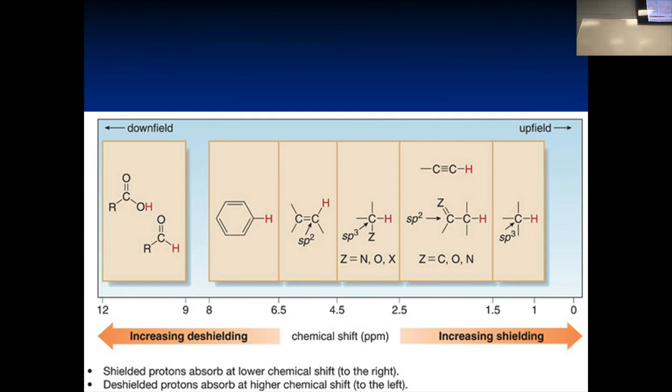The closer you are to 0, we call that upfield. The further away from 0 you are, we call that downfield. This hydrogen would appear downfield of this hydrogen. Okay? So that's just some terminology, in what we call the chemical shift.